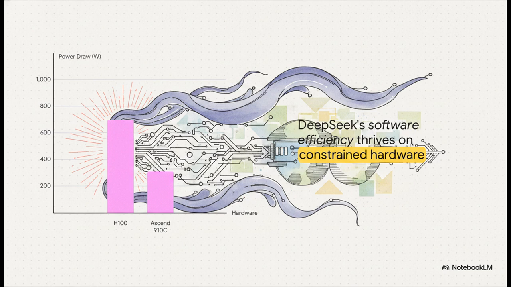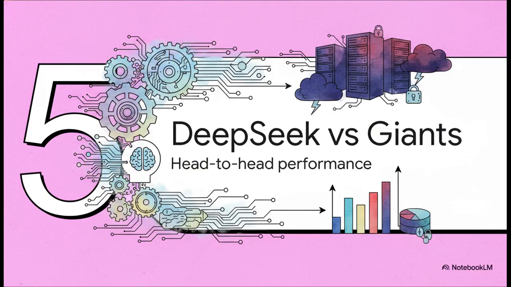Now, while the Ascend chip has lower raw memory bandwidth than NVIDIA's flagship, DeepSeek's hyper-efficient architecture and hybrid attention compensate for this limitation entirely. They've built software that truly thrives on specialized, constrained hardware. Let's move to Section 5 and see how this builds into DeepSeek versus proprietary giants with some head-to-head performance metrics.